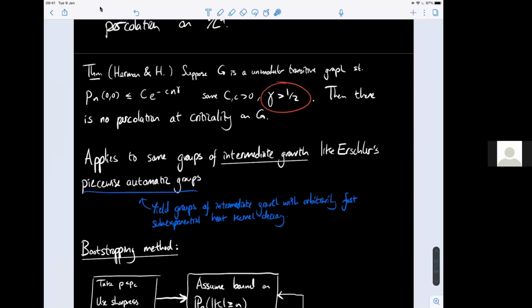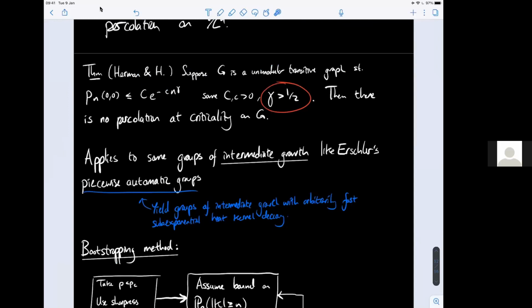In any case, it would be really interesting to extend this to all gamma, if you just let gamma be positive, for example. Then that would cover all known examples of groups of intermediate growth, and perhaps all examples of groups of intermediate growth, if you believe some of the conjectures. That seems to require a new idea.